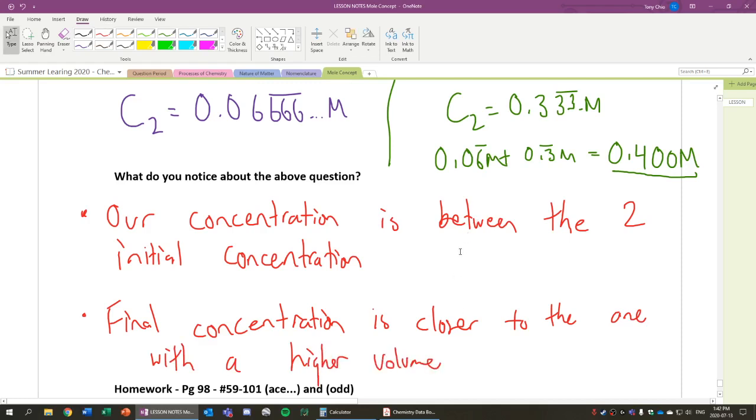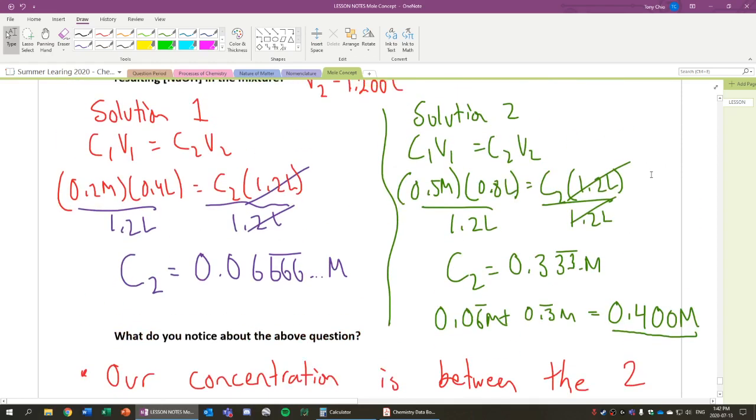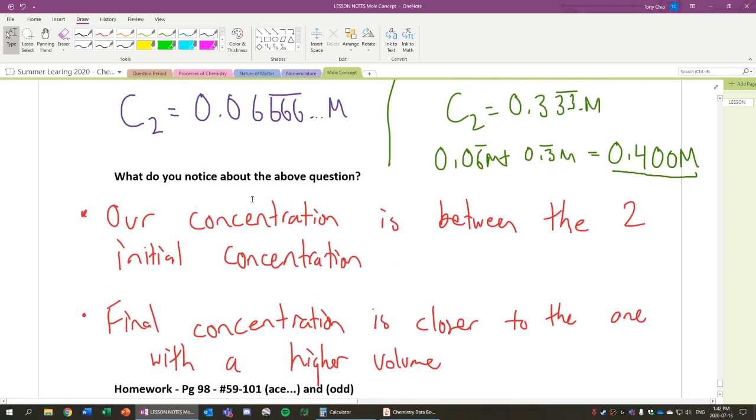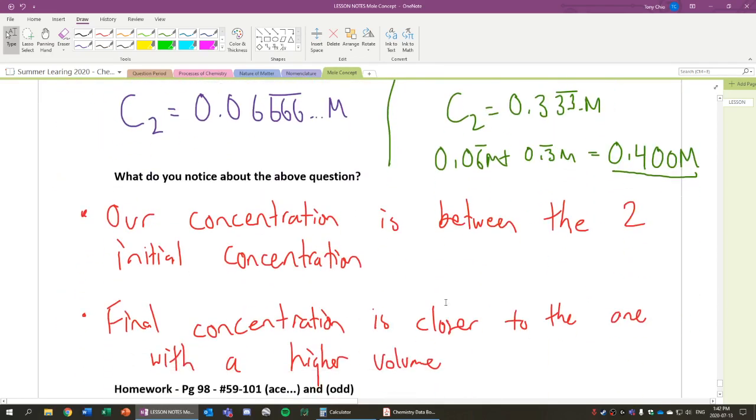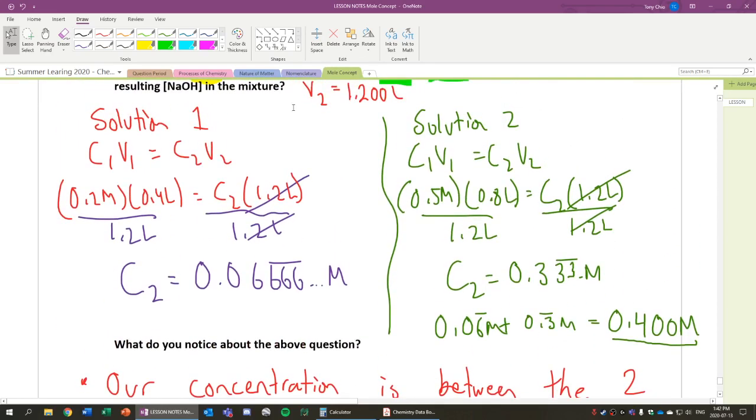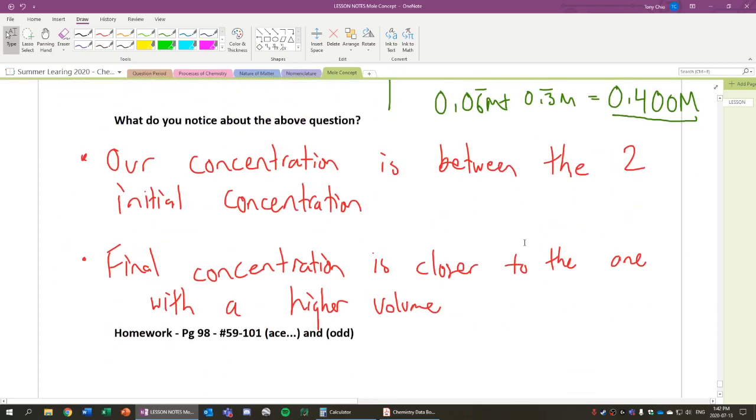So that's how you always check your work. If you have your answer, you can check: is our concentration between the two initial concentrations? Yes, it is. Is our final concentration closer to the one with a higher volume? And in this case, it is. So that's how you always check.